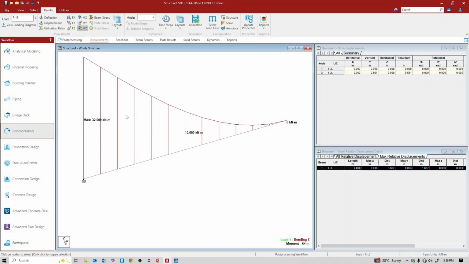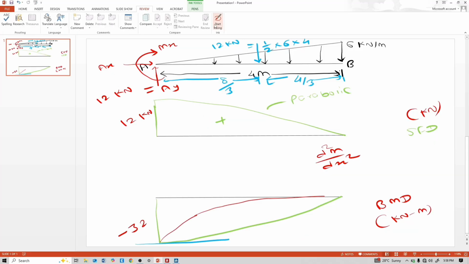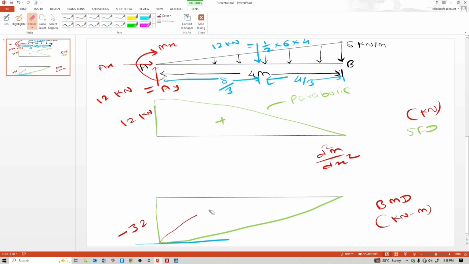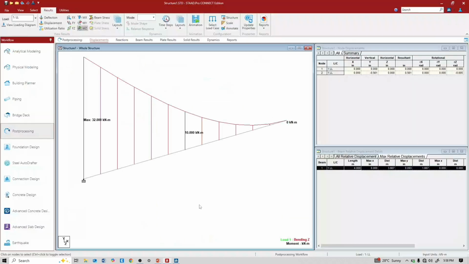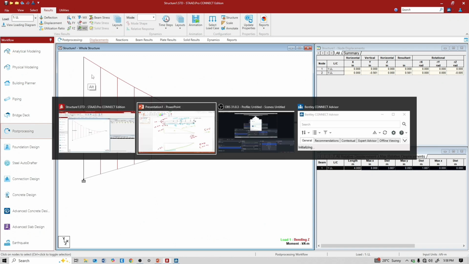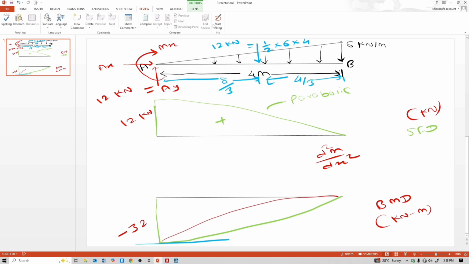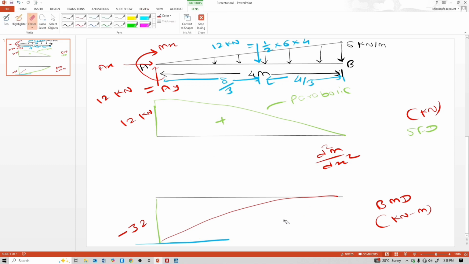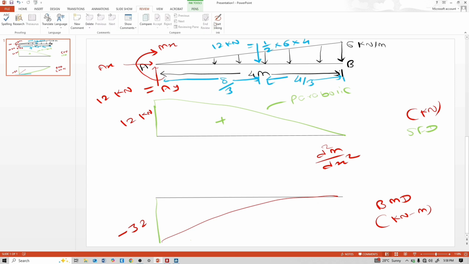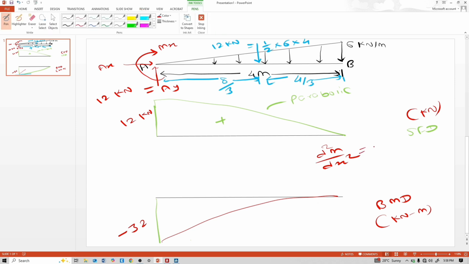See the shape of this. See, StatPro shows us that this shape is like this. That means slope is 0 here. But why is slope 0 here? And d square m by dx square is equal to minus w. So w maximum, slope maximum.